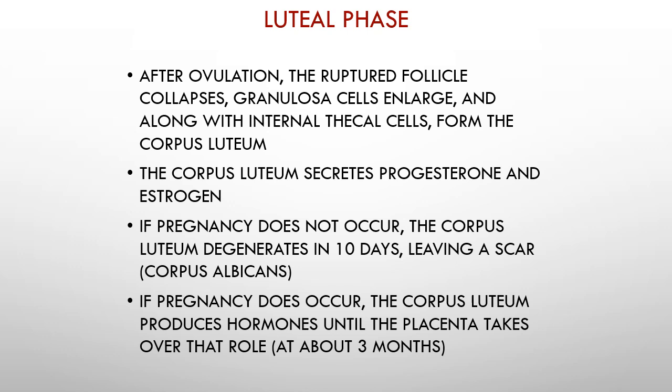However, if pregnancy does occur, that corpus luteum is going to continue to be functional for about 3 months, so the first trimester. The placenta needs to get large enough in order to produce enough estrogen and progesterone, essentially to take over the job of the corpus luteum at that point.